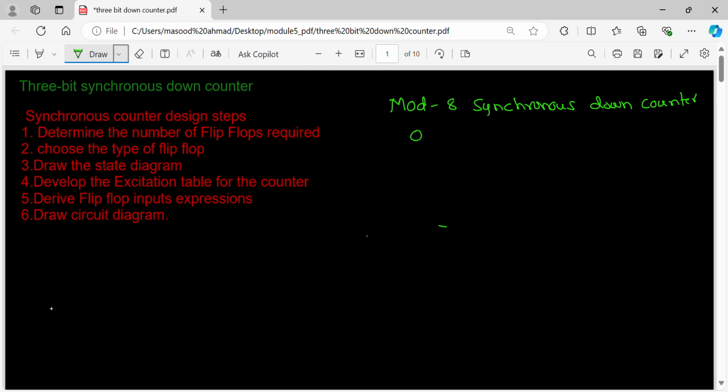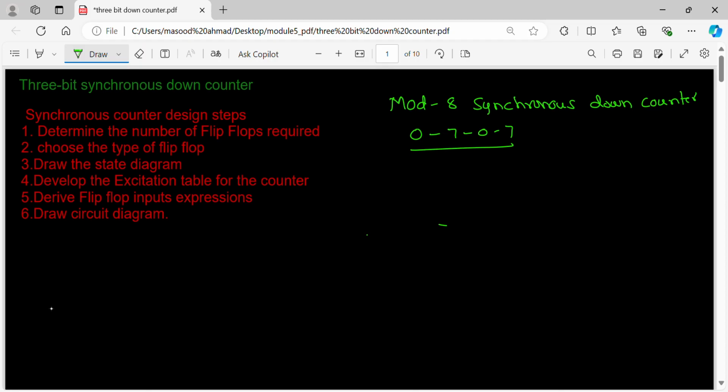So it will count from 0 to 7, then followed by 0 to 7 again. Counting 0 to 7, 0 to 7 is known as a modulo 8 counter. As it is 3-bit, we require 3 flip-flops.